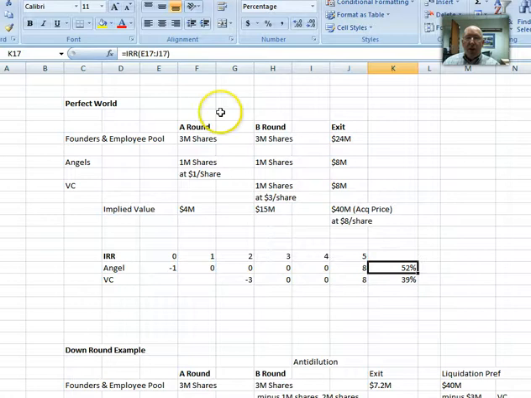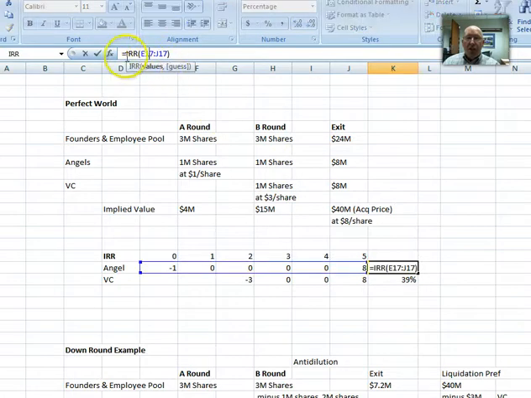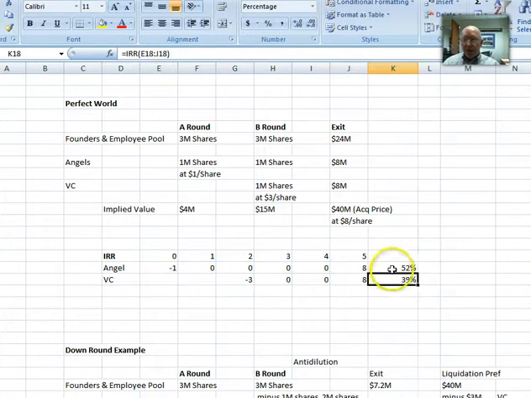To compute the IRR, you use this formula, equals IRR, and then you simply highlight the cash flows, put another parentheses, or just hit return. And what this says is that the angels received a 52% IRR, internal rate of return, or annual rate of return over the course of the investment. So this is a great investment that made the angels money. For the VCs, they came in a little bit later, took a little bit less risk, and still had a very nice return of 39% annually.